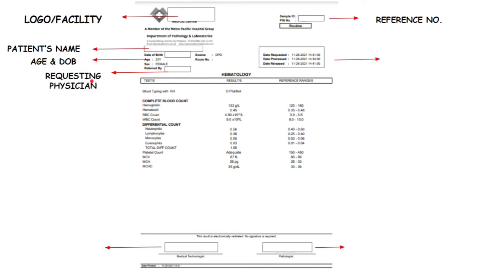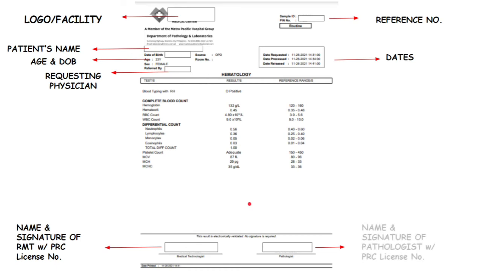The requesting physician, the dates, when it is requested, when it was processed, and when it was released. The name and signature of the registered medical technologist with PRC license number. Ayan, dito po yan pwede. And also, the name and signature of the pathologist or the head of the laboratory with also PRC license number. So, all of this should be indicated in the lab test result.